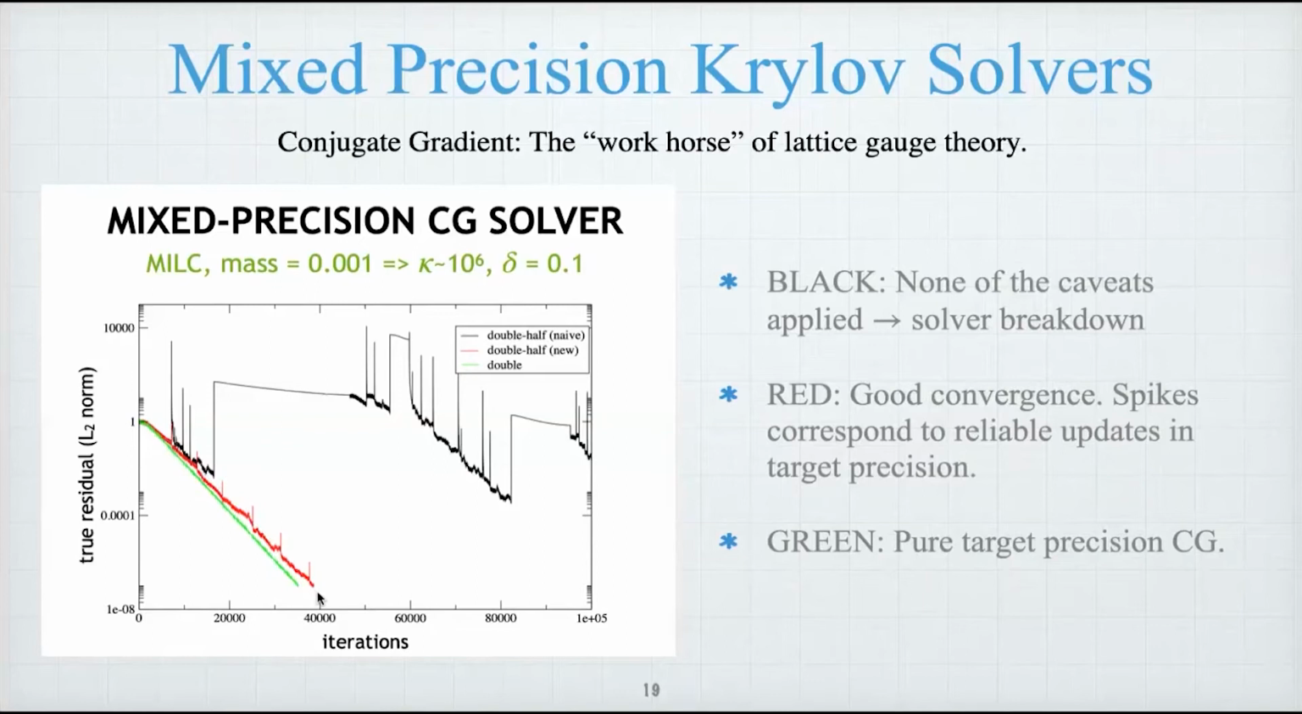So there were 6 double precision matrix vector operations out of about 40,000. The rest of them were all single. Oh, sorry, the rest of them were all half. And look at how well they behave. So you can do it. You can use mixed precision in your solvers.